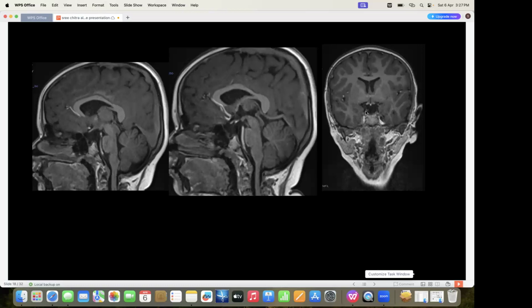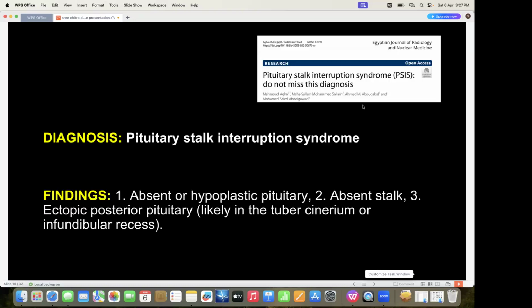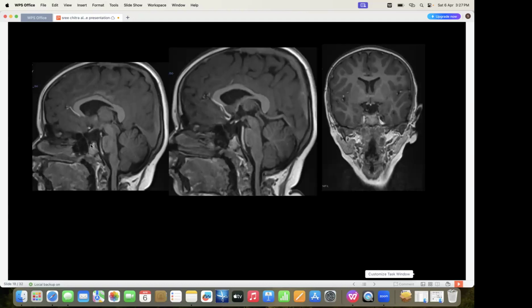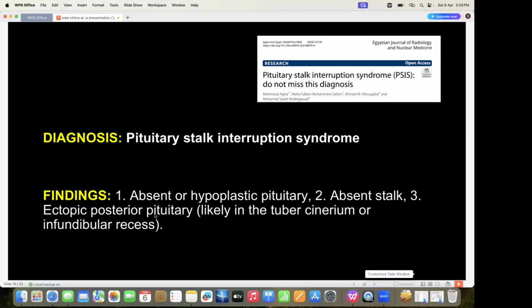Here, this coronal image also shows the ectopic posterior pituitary bright spot. So basically, this is pituitary stalk interruption syndrome, PSIS. There, usually they will have an absent or hypoplastic pituitary, usually less than 3 millimeters in total height. Here also we can see some tissue draping the sella, but no definite pituitary gland is seen, along with the ectopic posterior pituitary bright spot and absent or hypoplastic stalk.